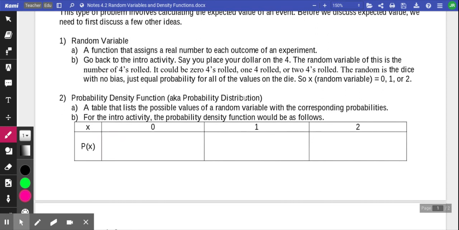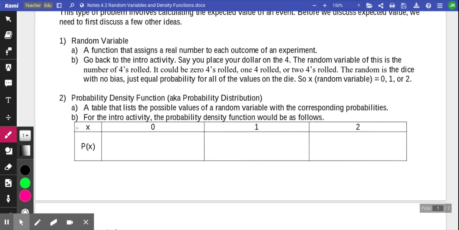And then if we put those random variables together with their probability and make a chart, that is called the probability density function. Sometimes it's called the probability distribution. All right, so here I have a table and it's getting started to represent the intro activity that we have up above. But X right here represents the random variable.